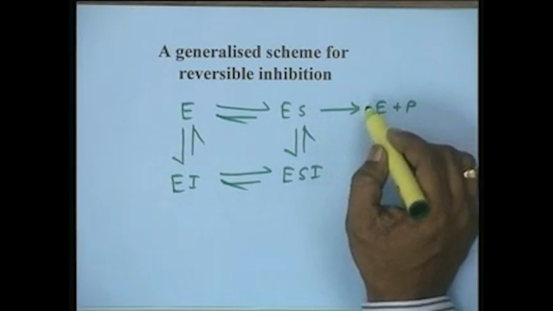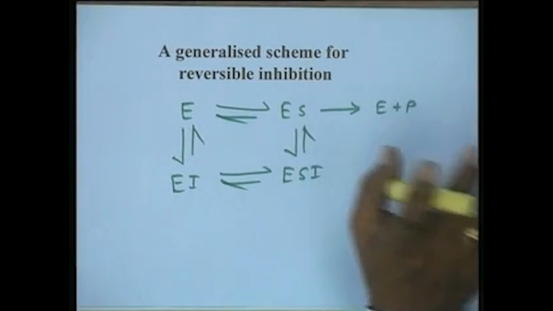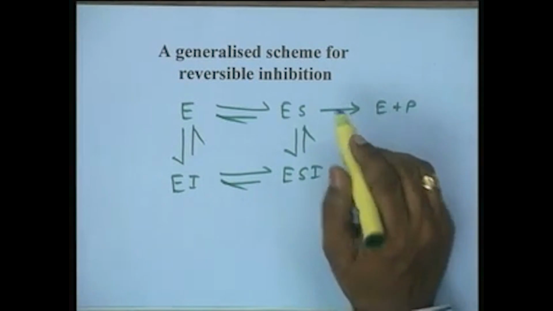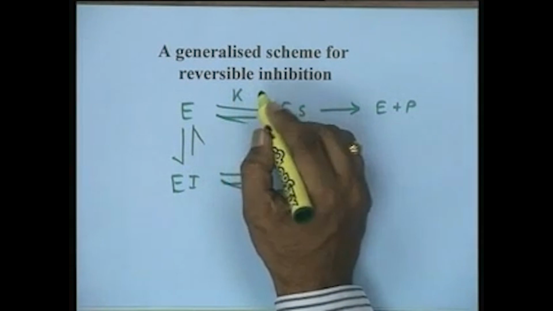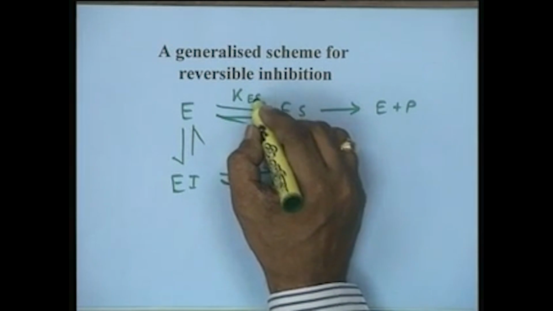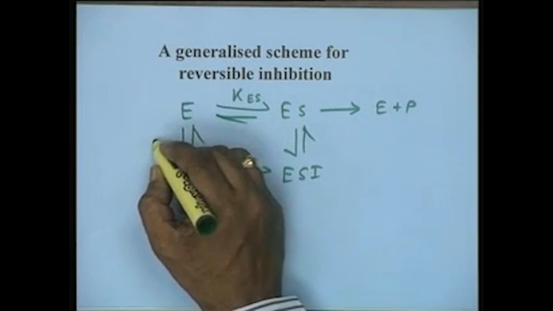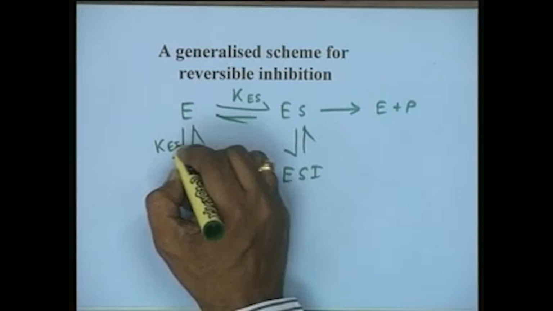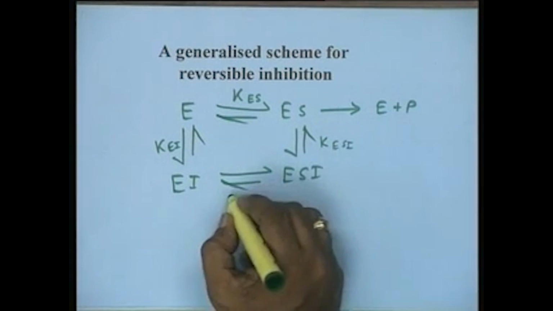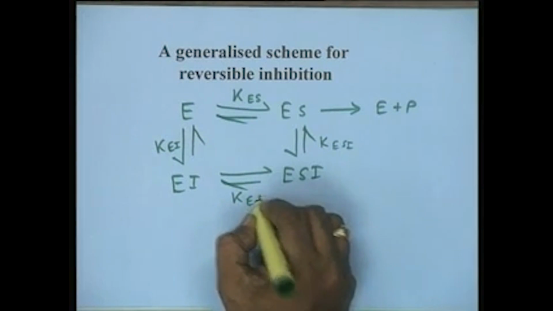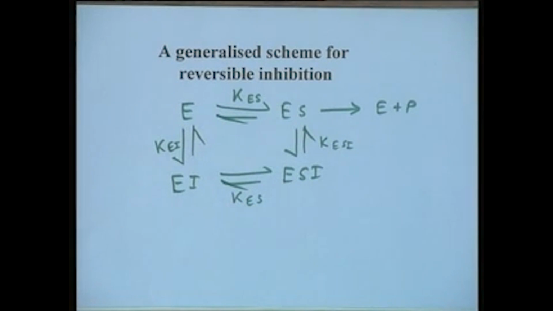Now, if we consider each of the reversible steps, of course, we are not concerned here with the irreversible step, because that determines the rate of the reaction. For the interaction of the reversible steps, let us say the dissociation constant for this step is KES, this is KEI, this is KESI, this is also KES.